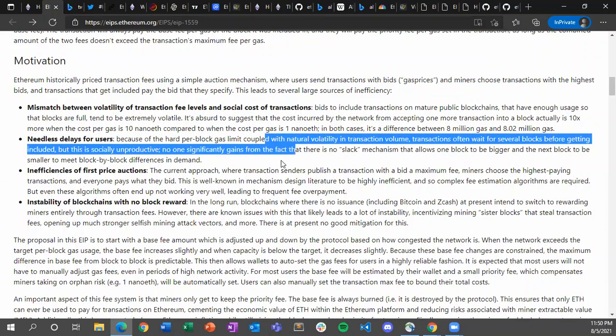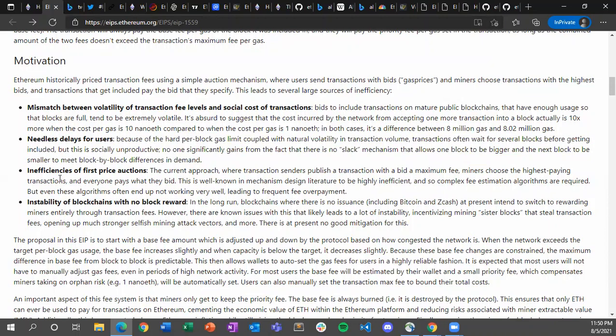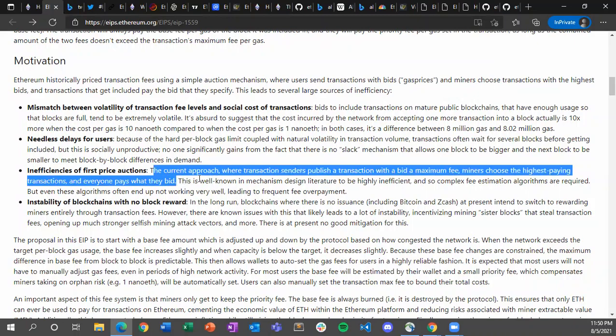Sometimes you could wait minutes, sometimes even hours just to get your transaction confirmed, which can drastically affect when you buy or sell your Ethereum. There's instability of blockchains with no block reward and inefficiencies of first price auctions. So that current approach of an auction system of bids is very inefficient.